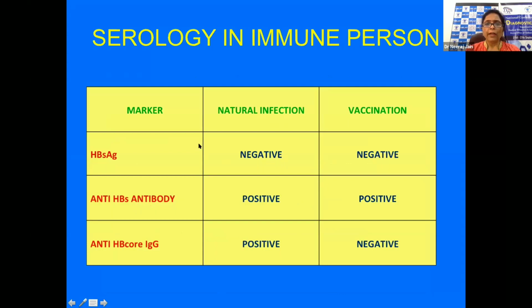Surface antigen will be negative in both cases because the person is immune. Surface antibody will be positive in both groups. But if a person gets this B infection and gets immunity, then core antibody, as I have already told, stays for life. So this will be positive in natural infection, and this will not be there in vaccination.